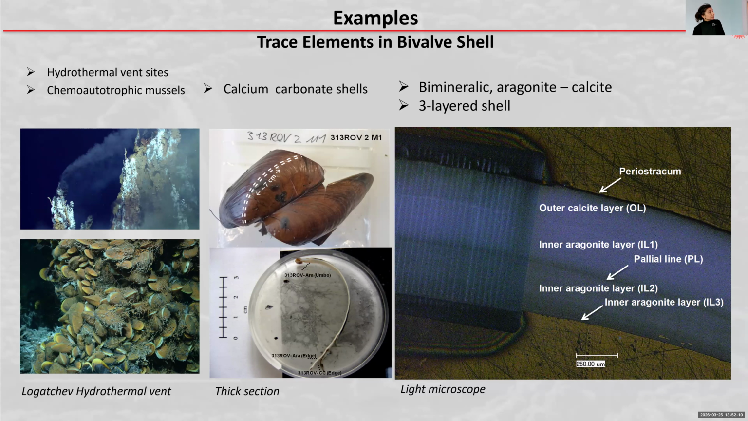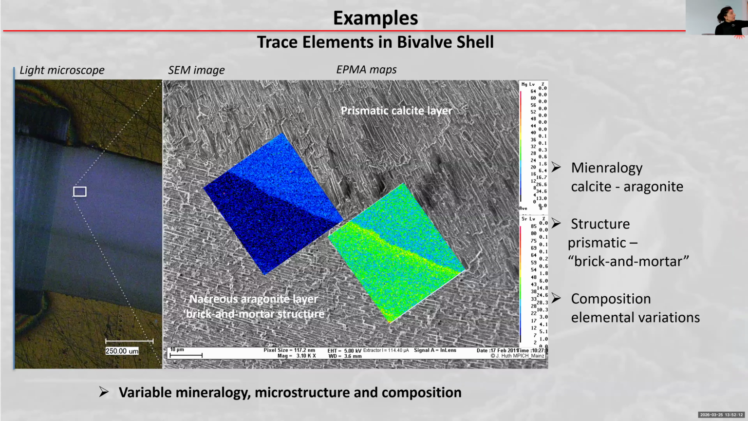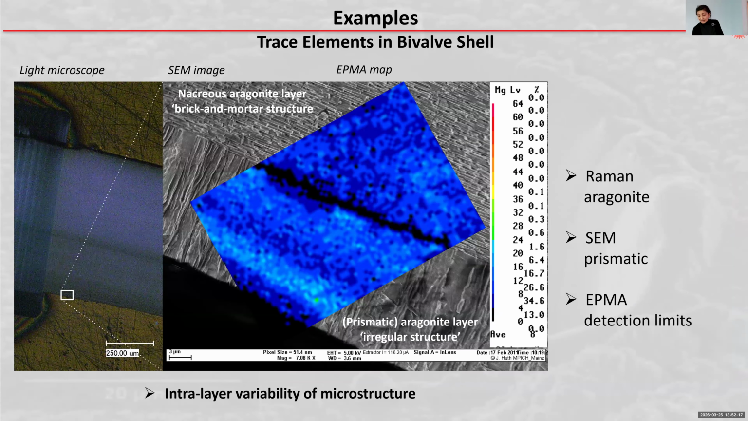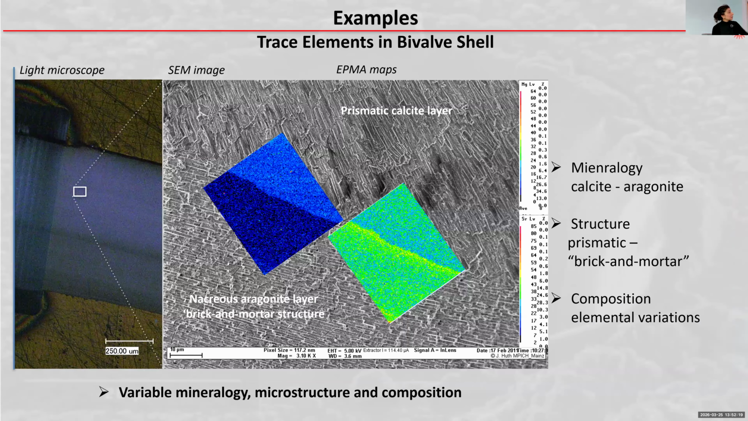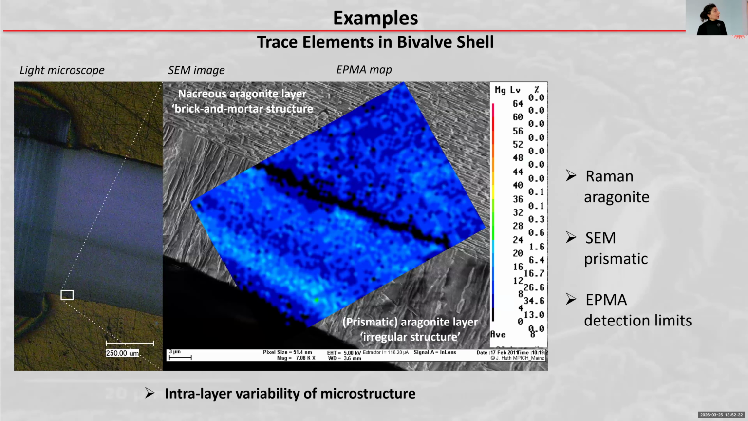What we did was to determine the structure, with the very classic prismatic layer and the very classic brick and mortar of the nacre layer. And the microprobe maps gave us really nice elemental maps. However, it reached its limits on a very small area here where we didn't know. Raman spectroscopy told us it's aragonite. It looks though like very prismatic calcite. So we wanted to know what the chemistry tells us.